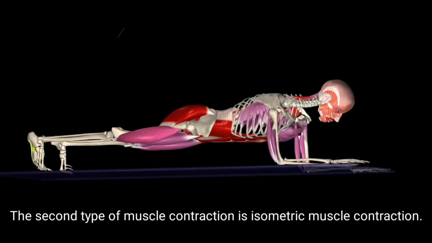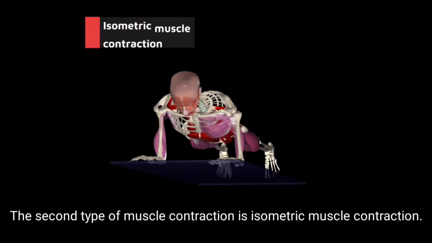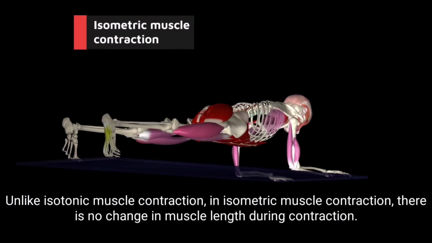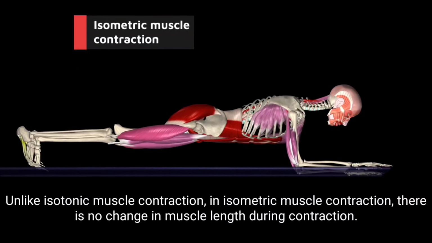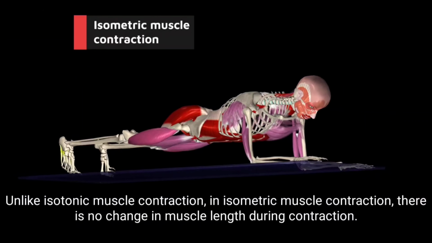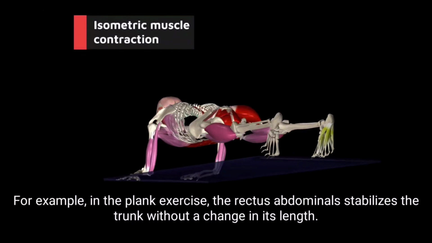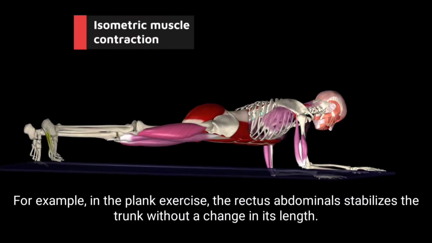The second type of muscle contraction is isometric muscle contraction. Unlike isotonic muscle contraction, in isometric muscle contraction there is no change in muscle length during contraction. For example, in the plank exercise, the rectus abdominis stabilizes the trunk without a change in its length.